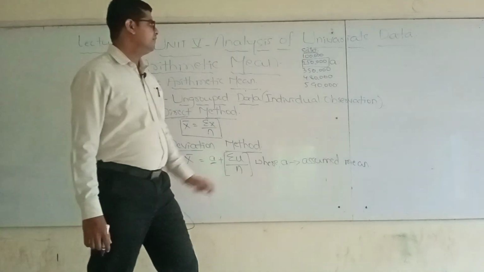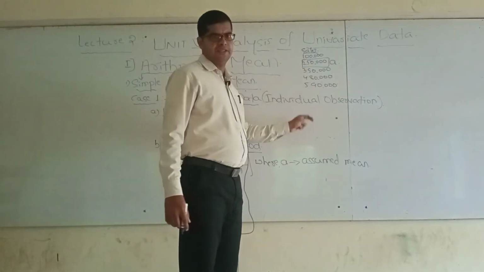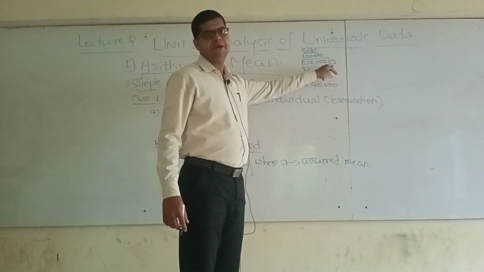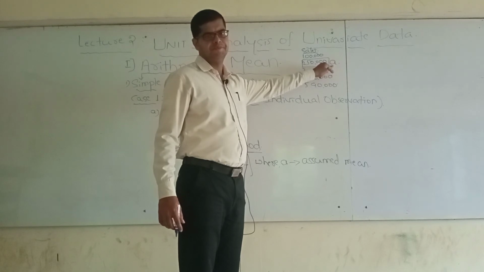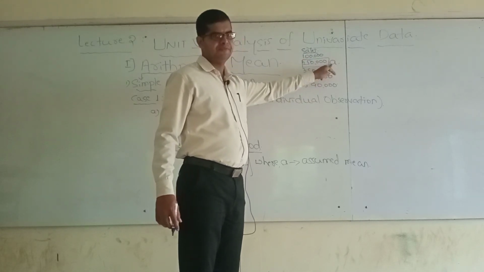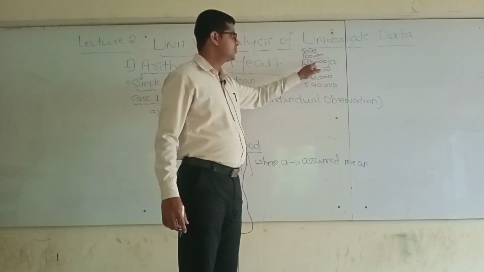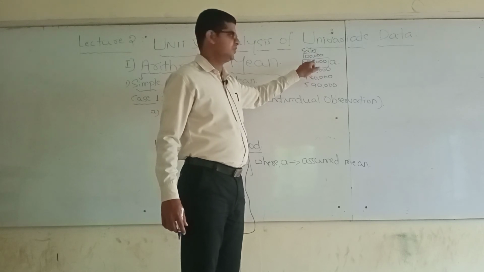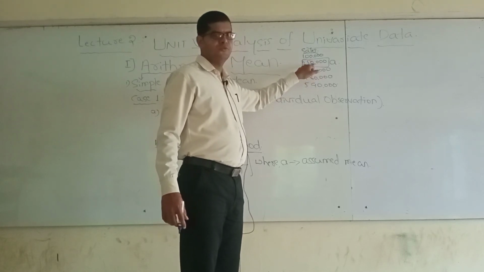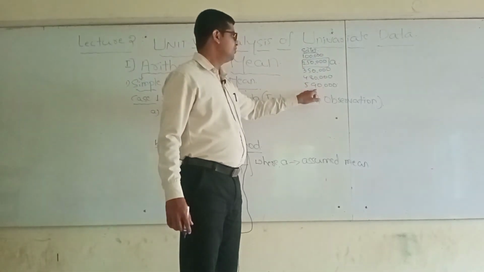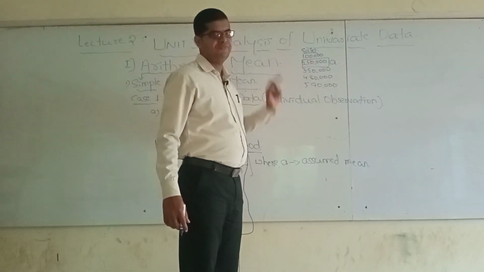Okay, and all the sales are compared with this assumed mean. All the sales are compared with this assumed mean. Okay, 1 lakh minus 2 lakh 50,000, 2 lakh 50,000 minus 2 lakh 50,000, 3 lakh 50,000 minus 2 lakh 50,000, 4 lakh 80,000 minus 2 lakh 50,000, 5 lakh 90,000 minus 2 lakh 50,000.